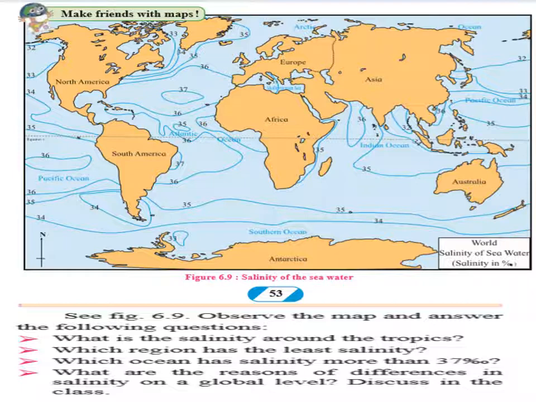So children, while I am reading, you can note it down in your textbook. What are the reasons for differences in salinity on a global level? The answer is the uneven distribution of temperature on the earth and an uneven supply of fresh water. So just observe this map carefully, children, take your time, and you will solve the questions.